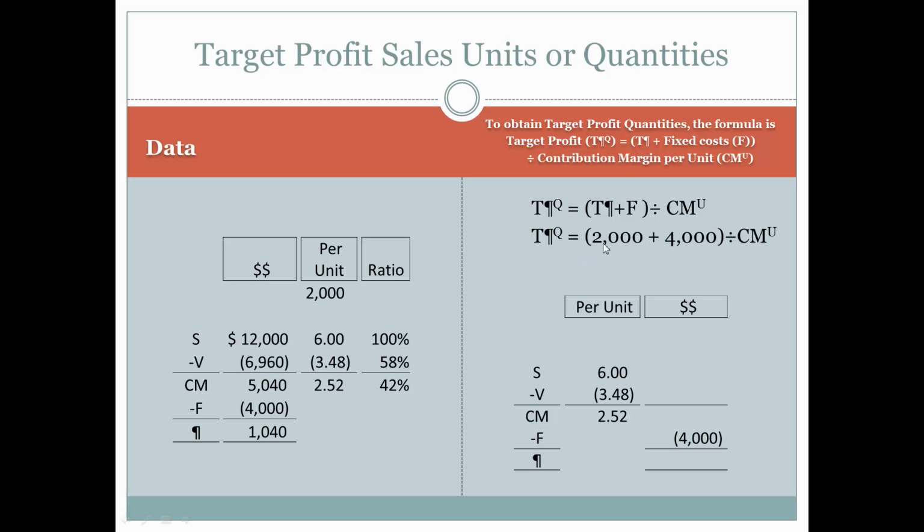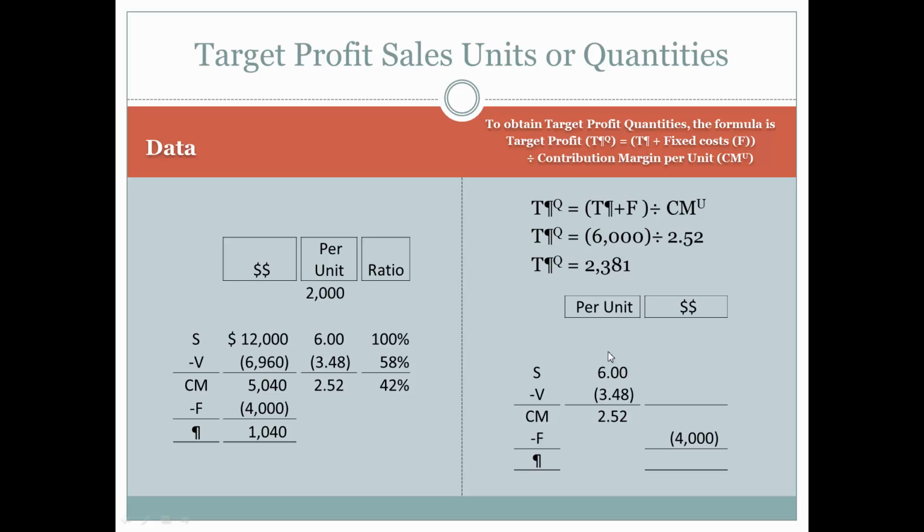Target profit quantities is equal to the target profit of $2,000 plus $4,000 in fixed expenses divided by the contribution margin per unit, $6,000 divided by $2.52, which will give us total units that we need to sell of 2,381, which we could multiply by $6 in order to give us the total dollar value of target profit sales. So we could solve for it that way.